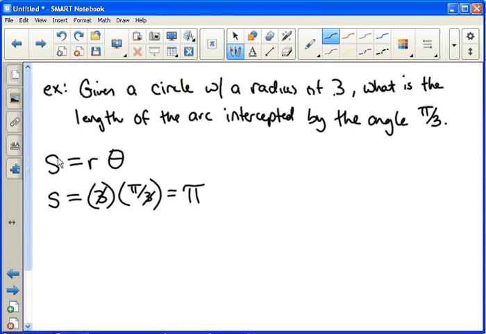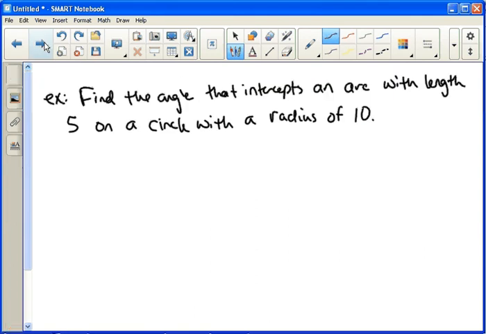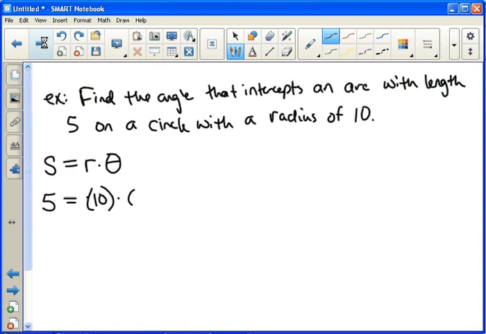Okay, next one, find the angle that intercepts an arc with length 5 on a circle with a radius of 10. Alright, so this time we're not looking for the arc length. We're looking for the angle. So we're trying to solve for theta this time. So the arc is of length 5. The radius is 10. And we have to solve for theta. So we divide both sides by 10. We get 5 over 10 equals theta. So theta is equal to 1/2 radians.